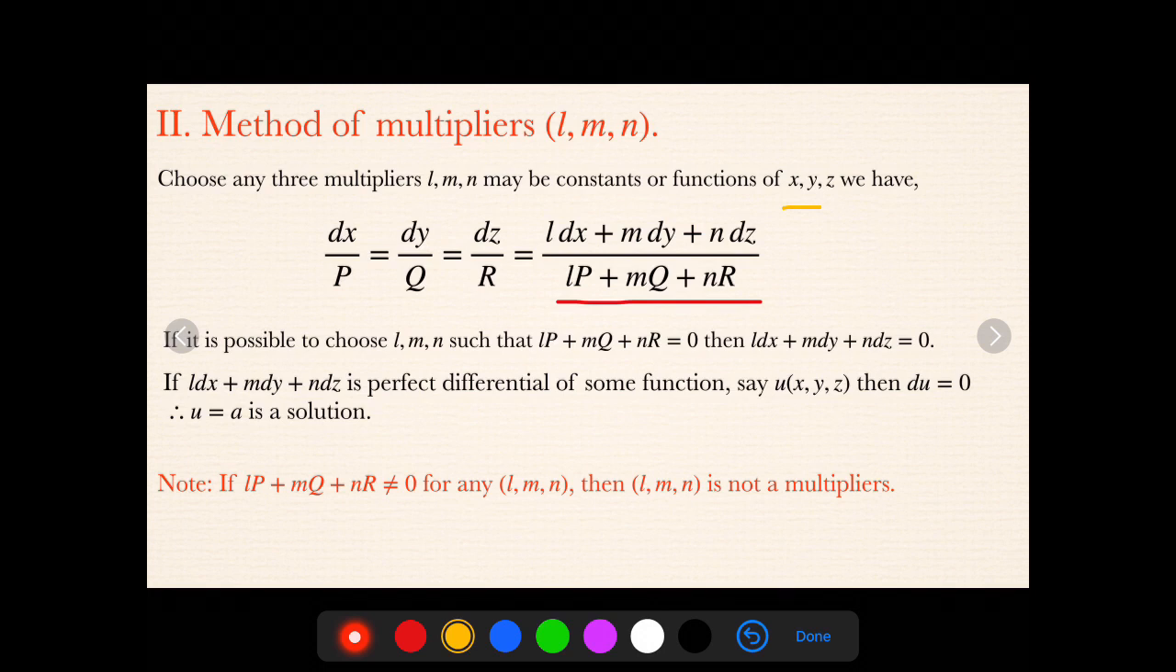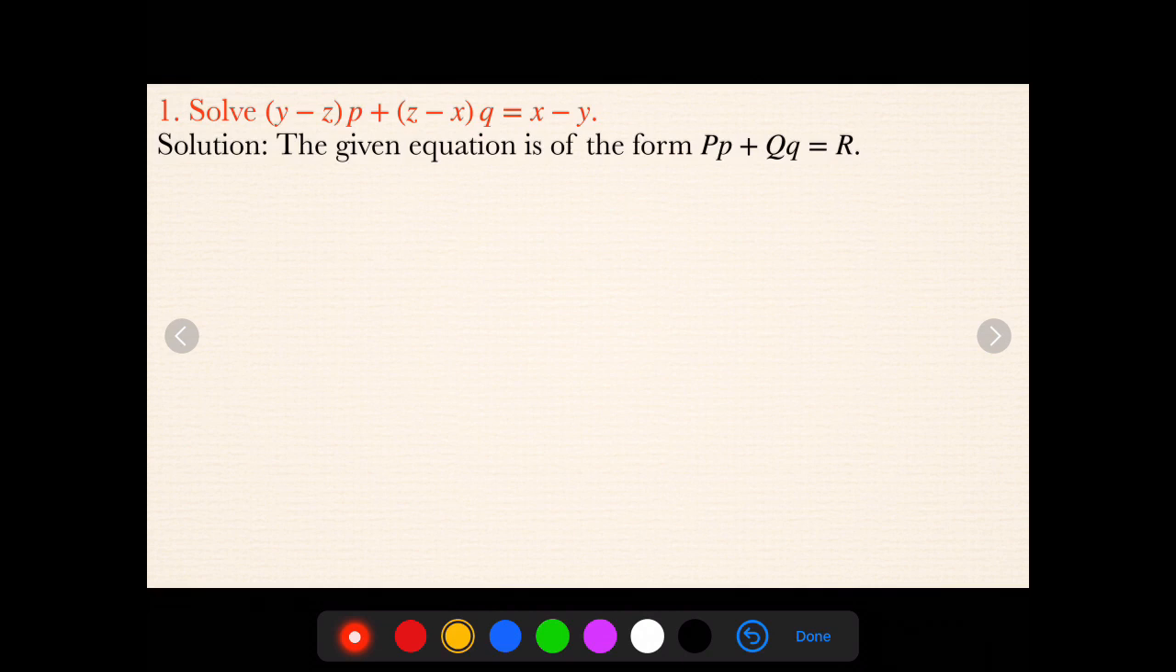One concept I have split into 3 parts: the first is grouping, then where multipliers exist, and then where multipliers do not exist. I divided it into 3 sessions. In the second part, I am choosing the problems where the multipliers exist. Now step by step I will explain the problems; go through them carefully. The first problem is (y minus z) p plus (z minus x) q is equal to x minus y. As usual, write the auxiliary equation. First declare that it is of the form Pp plus Qq is equal to R.